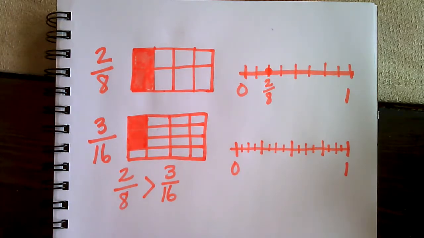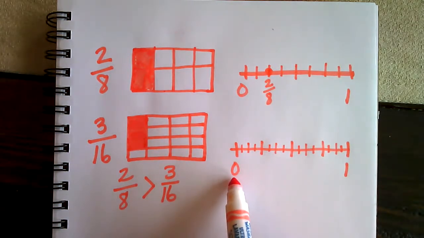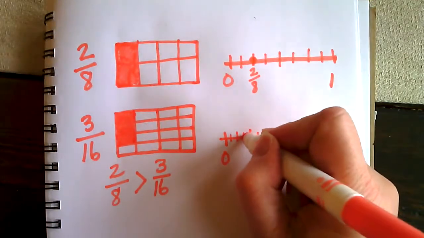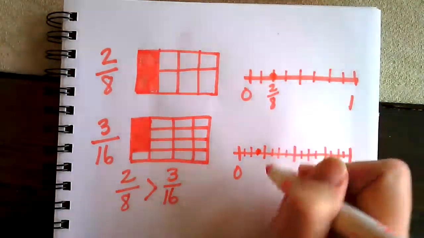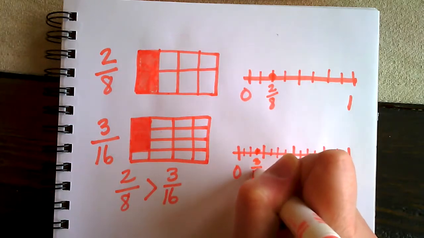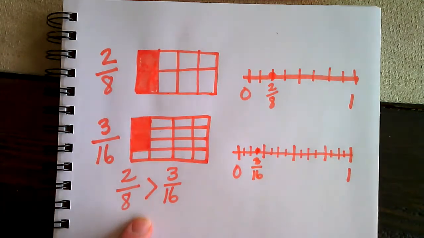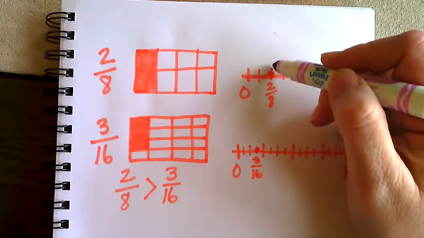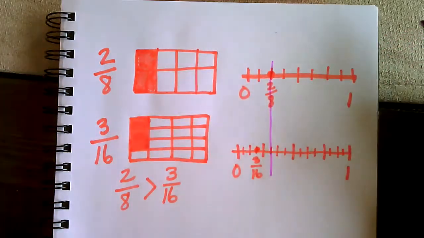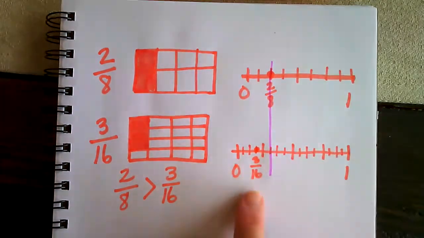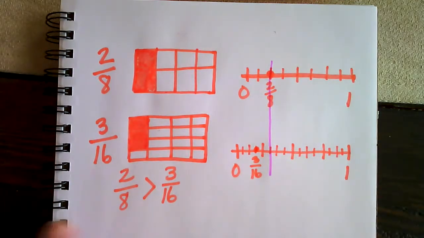Now let's count 3/16. 0/16, 1/16, 2/16, 3/16. 3/16 is smaller than 2/8. You can tell it is smaller. 2/8 is closer to 1 on the number line than 3/16 is. So 2/8 is greater than 3/16.